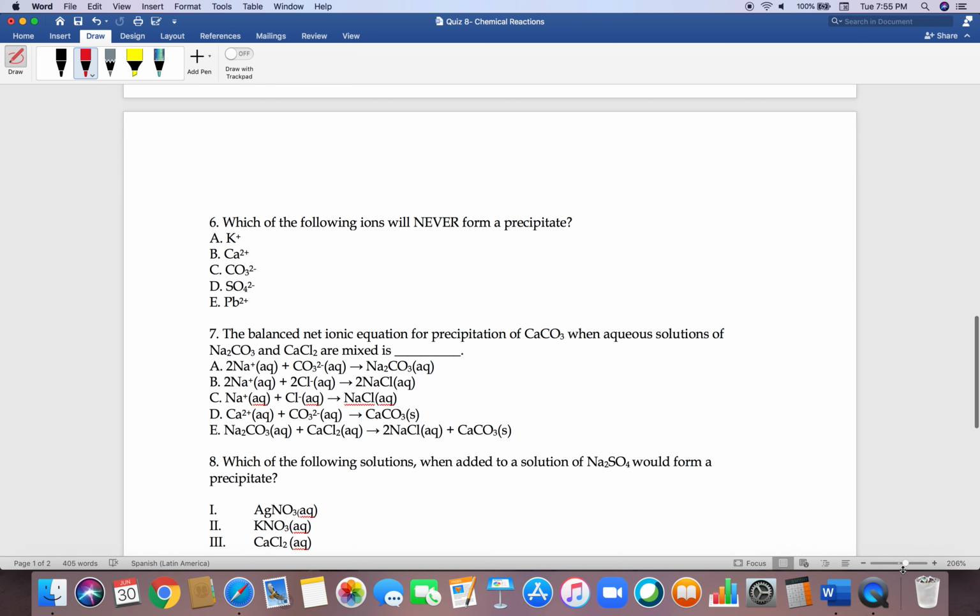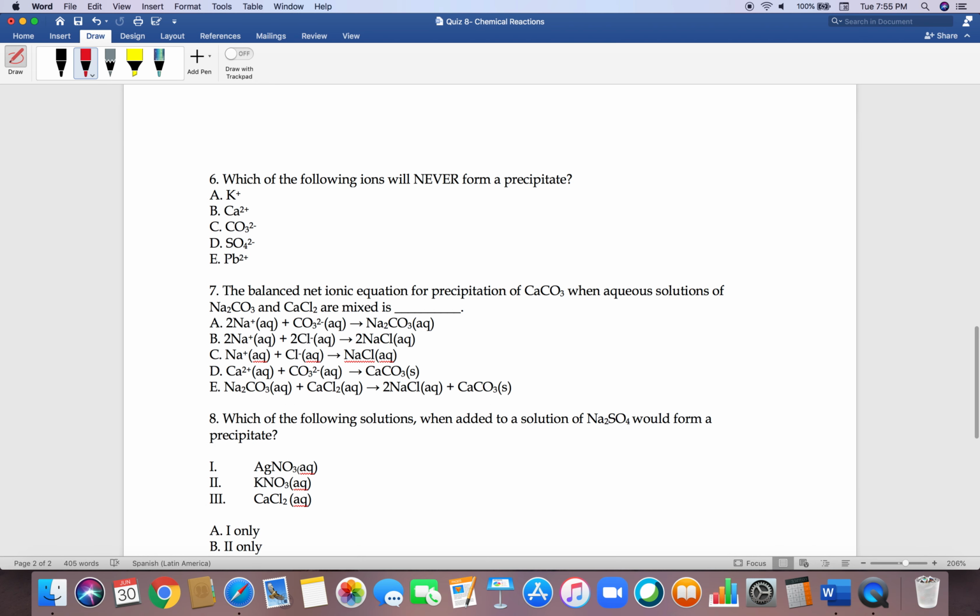All right, now we're moving into reactions in solution. Number 6 asks, which of the following ions will never form a precipitate? So for this, you're going to need to look at your solubility table. I'm not asking you to memorize the solubility table. I'm simply asking you to be able to navigate the solubility table. However, it doesn't hurt to be comfortable and sometimes just remember, hey, this element or ion never forms a precipitate.